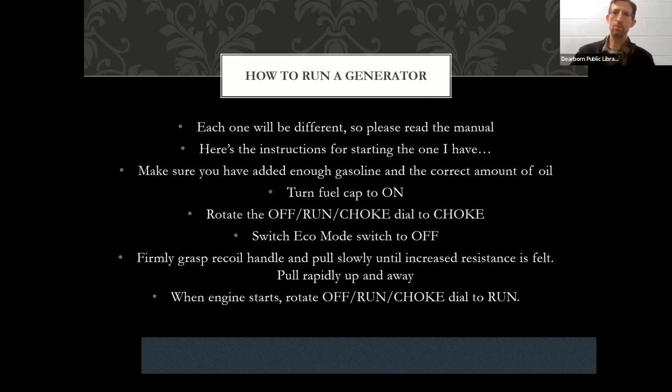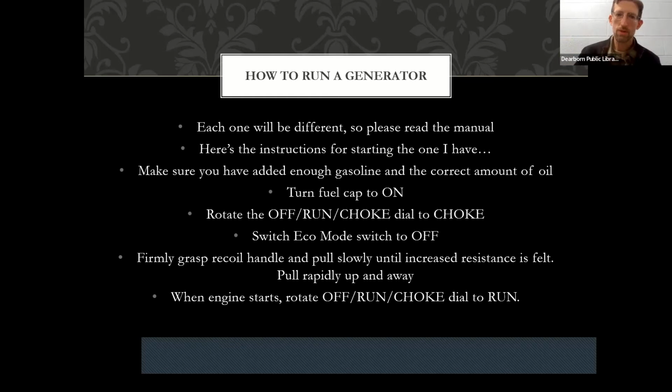Now here are some actual steps on how to run a generator. Each one will be different, so please read the manual. Now here are the instructions for the one that I have. Make sure you've added enough gasoline and the correct amount of oil. Turn the fuel cap to on. Rotate the off, run, choke dial to choke. Switch the eco mode switch to off.